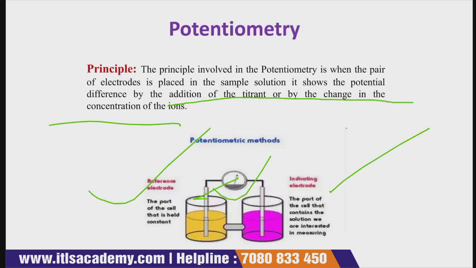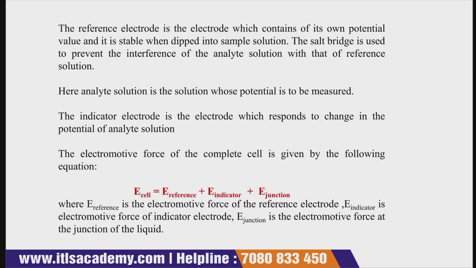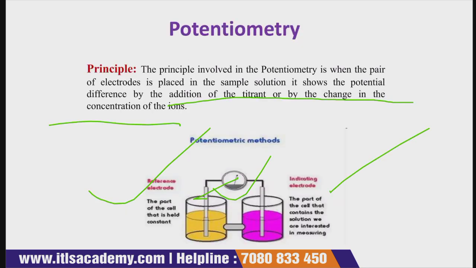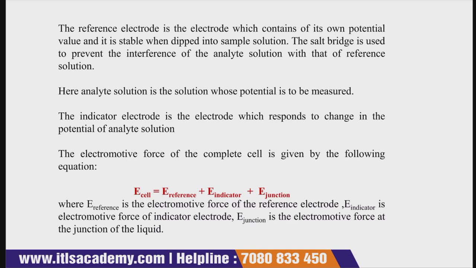So first we have discussed the reference electrode. Now let us understand what the indicator electrode is. I have told you earlier also that the indicator electrode is the part of the cell that contains the solution. This type of electrode responds to the change in potential of the analyte solution. So whenever there is a change in the potential of the analyte solution, this indicator electrode responds to that particular change.